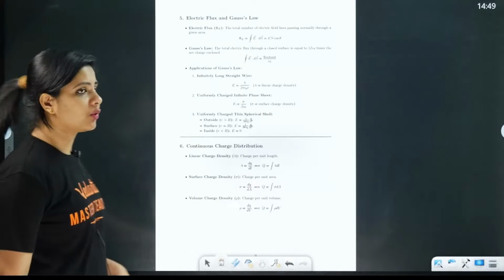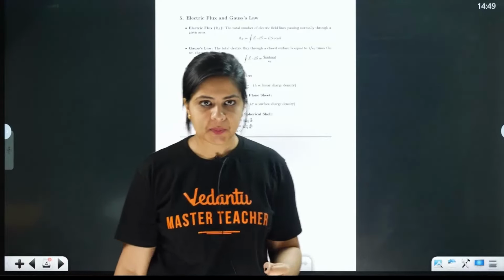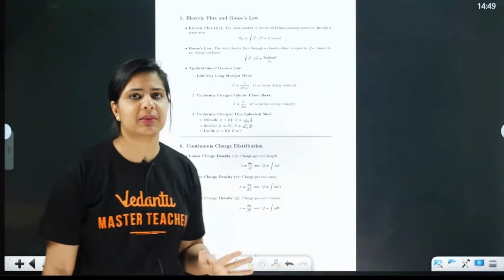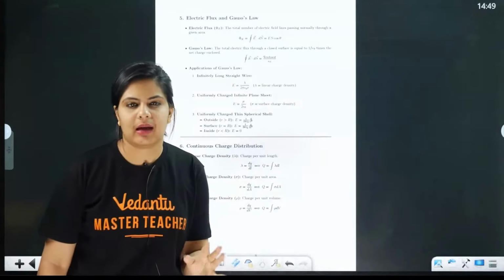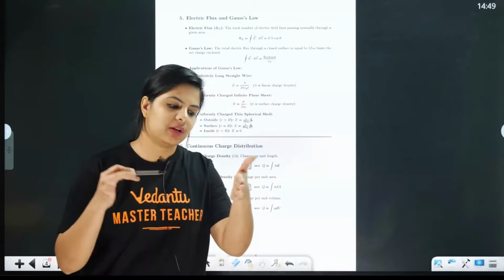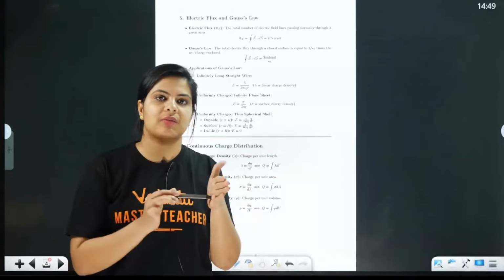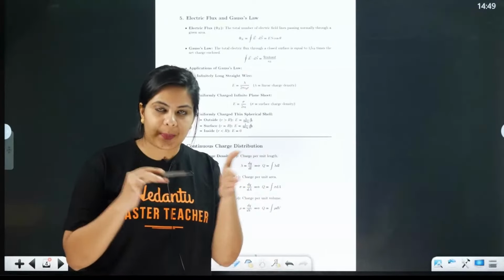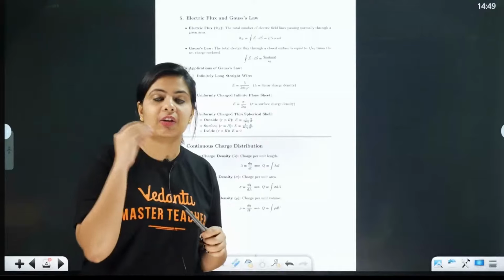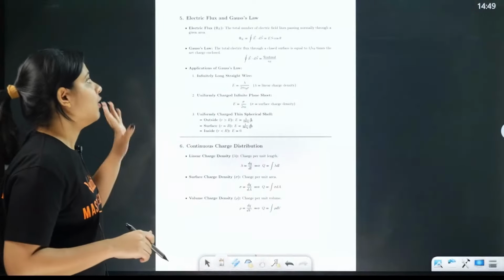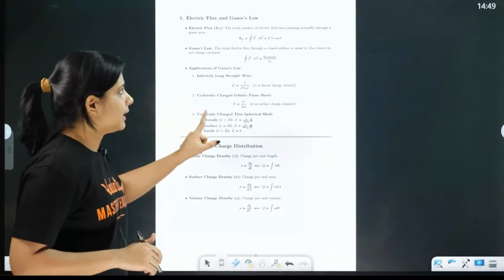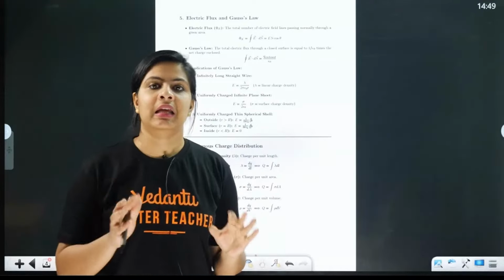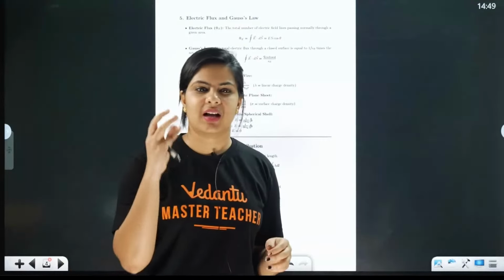So next we are going for the electric flux. First, we need to know what electric flux is. Electric flux is very simple. It is just electric field lines, but they fall on, or pass through, the surface perpendicular to the surface. The total number of electric field lines passing normally through a given area is known as the electric flux. Flux means flow.